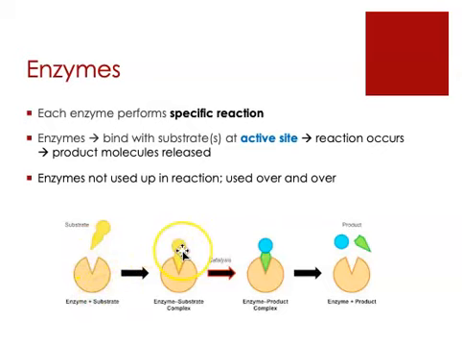It can bind to the yellow substrate. It can catalyze the reaction, help the reaction proceed. We'll get product formed. Then the product gets released and the enzyme goes back to its original shape. This happens over and over and over again in living cells.